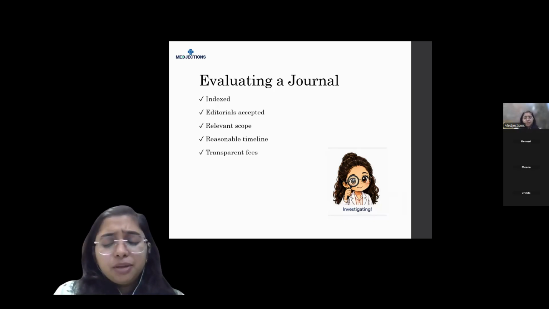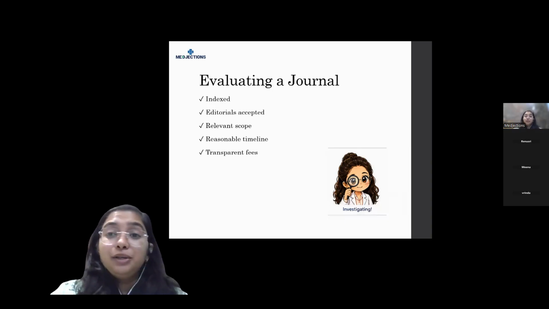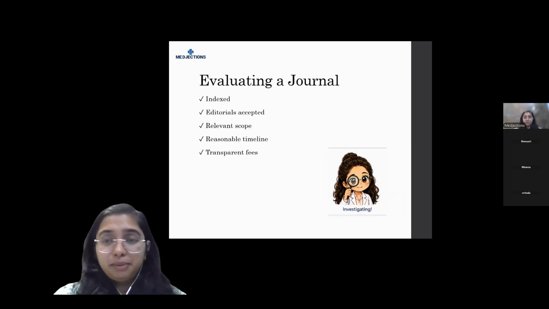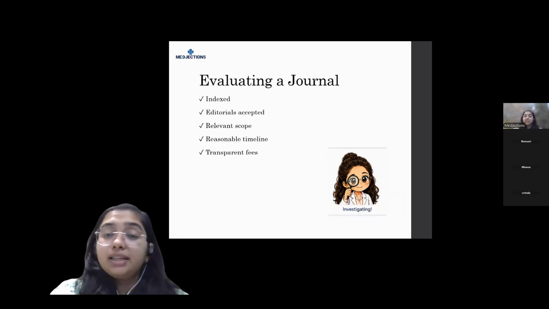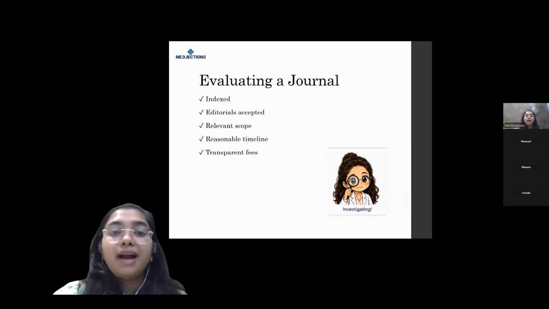Yes, many of the PubMed indexed journals take a lot of time because they are very competitive, and they take over 6 or 7 months for the publication. And in that period, your editorial may already be published in some other journal by another person, because that topic is competitive and someone is already working on it. So it's better to check the reasonable timeline also. It's a very important point. And the transparent fee, as I told, the waiver system, and whether they are providing some discounts and all those points. So these are important to evaluate a journal.